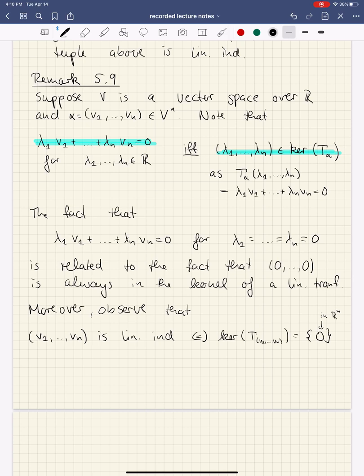And then this is the same, by theorem 4.7, as saying that gamma of v1 through vn is injective. And this goes back to the question we had at the beginning of the class. We asked, when is this precise map, gamma v1 through vn, injective? And so the answer is, it's injective precisely when the tuple is a linearly independent tuple.